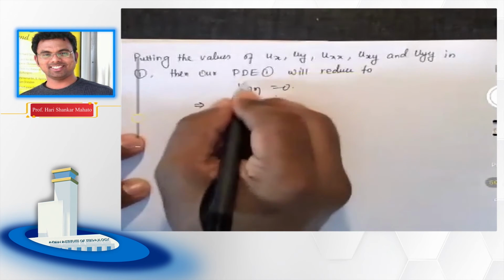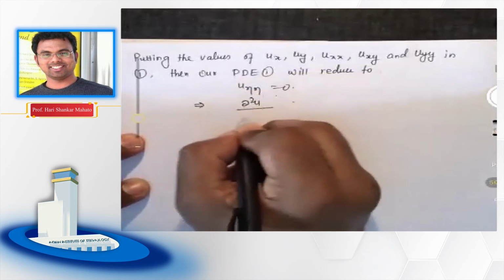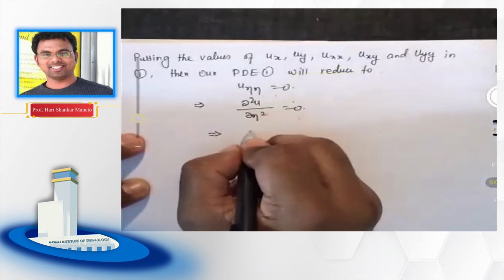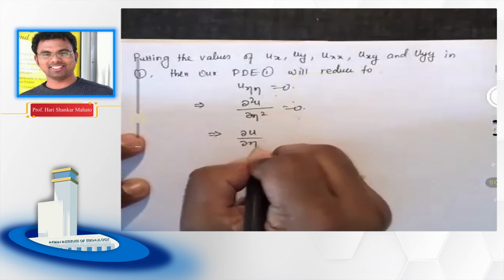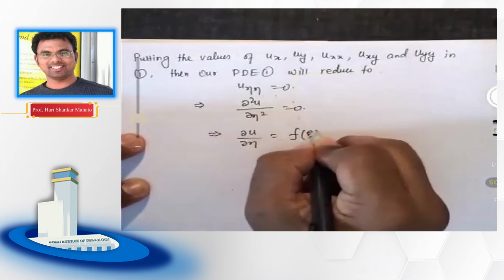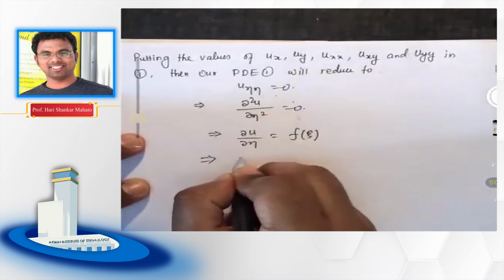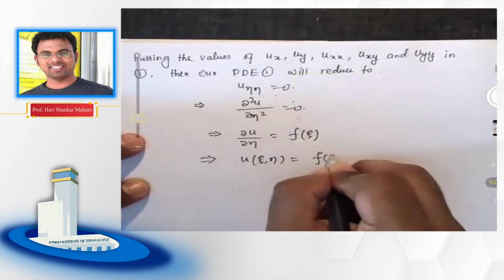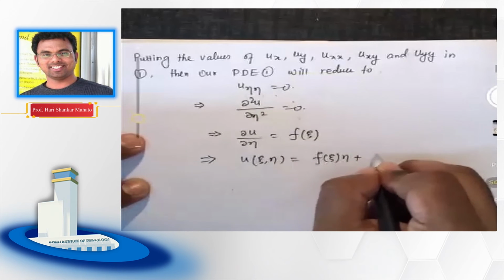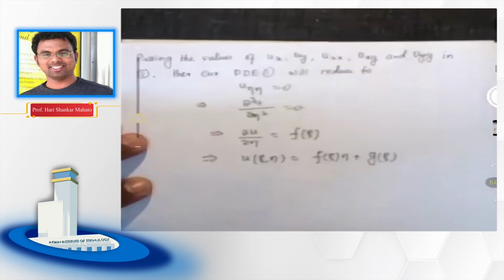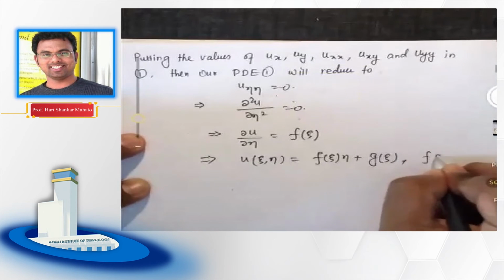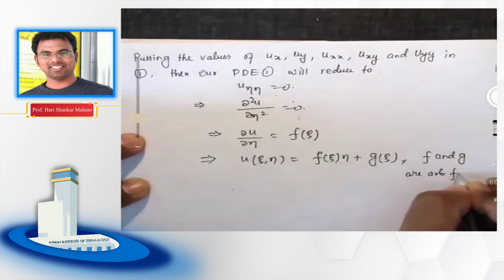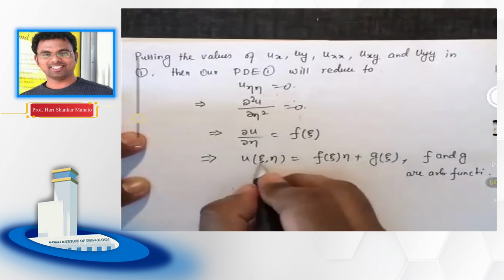Here I can integrate. You can visualize it this way, del square u del eta square equals 0. So I can integrate once with respect to eta, and then this will become del u del eta equals some function of xi. Plus, I can integrate once more, and this will become u of xi, eta equals some function of xi times eta plus some function of xi as an arbitrary function. So f and g are arbitrary functions. Now I know what is my xi, I know what is my eta.